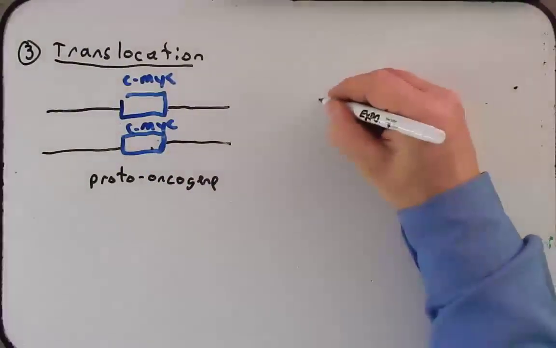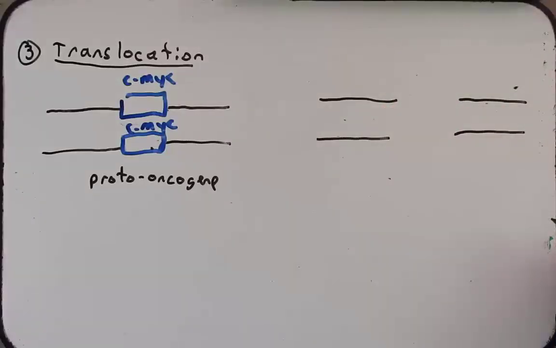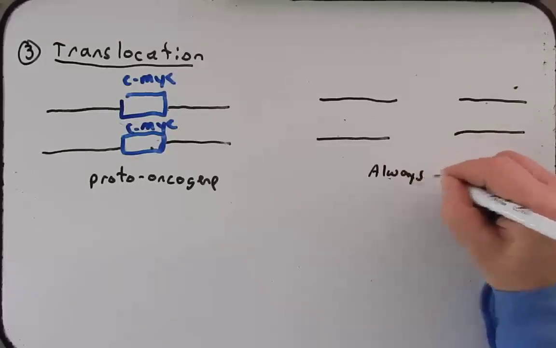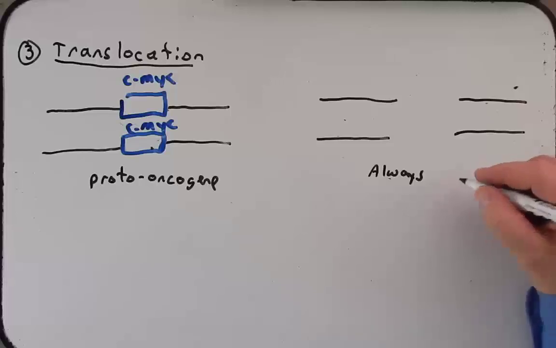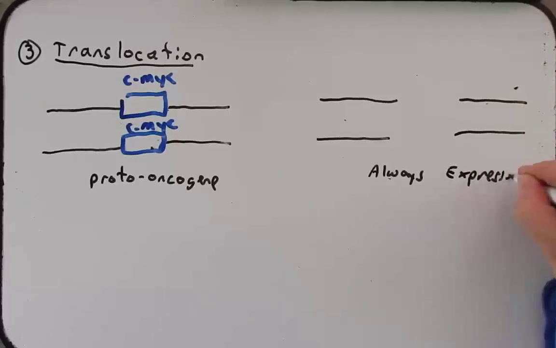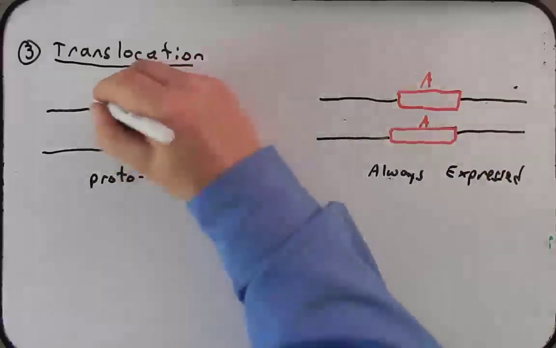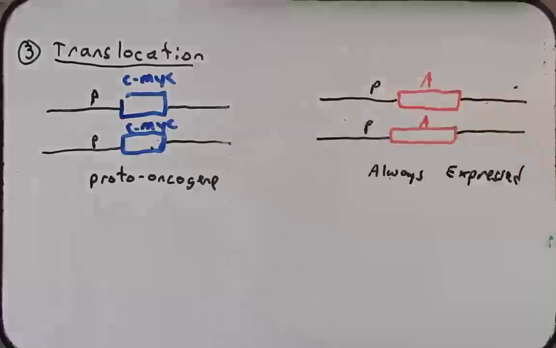And then I'm going to draw over here a gene that is not a proto-oncogene. It's a gene that is constitutively on, that means always on. It could be a glycolytic gene, it could be a housekeeping gene, some kind of gene that is just always expressed. Not necessarily at a high level, but always expressed. And we're just going to call this gene A for now. Both of these genes have their promoters that are specific to each of these genes, like so.